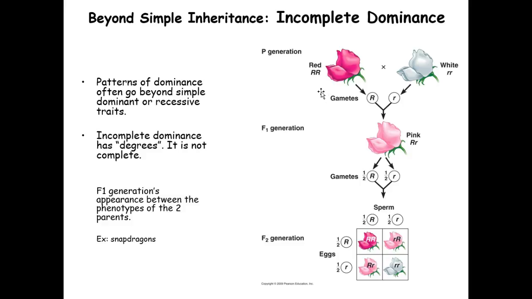We have a red plant, and we cross it to a white plant. This is a snapdragon. It's a type of flower. You cross them together, and you get this intermediate pink. Now, when we were doing our past examples, we knew that if you took a dominant and a recessive and put them together, we should get all dominant. But here, we're seeing this intermediate kind of thing.